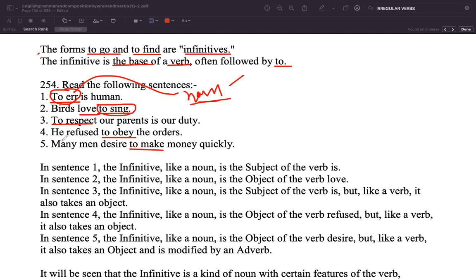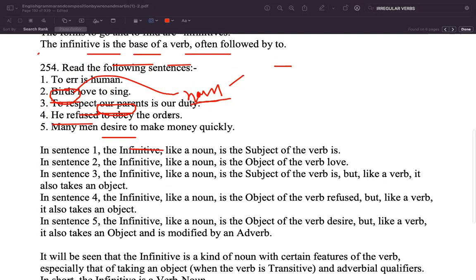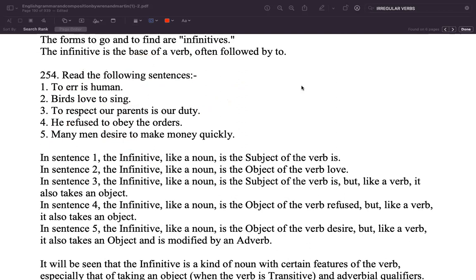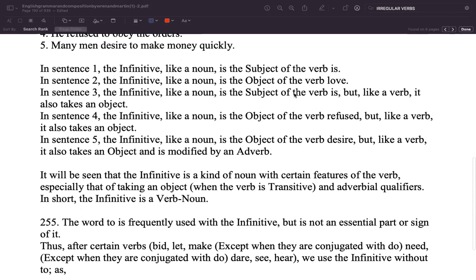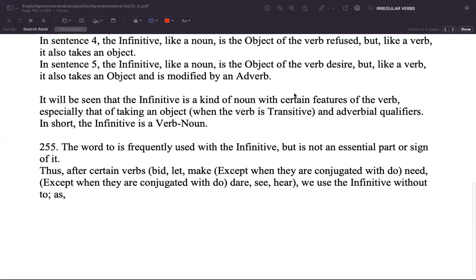So, he refused to obey the orders. Again, you will find "to obey" is called an object. Many men desire to make. "To make" is also called an object. So in that case, you would find the words like "to" plus verb are used mostly for the purpose of what? Subject or object of the sentence, and it is actually a verb but used in the sentence as a noun.